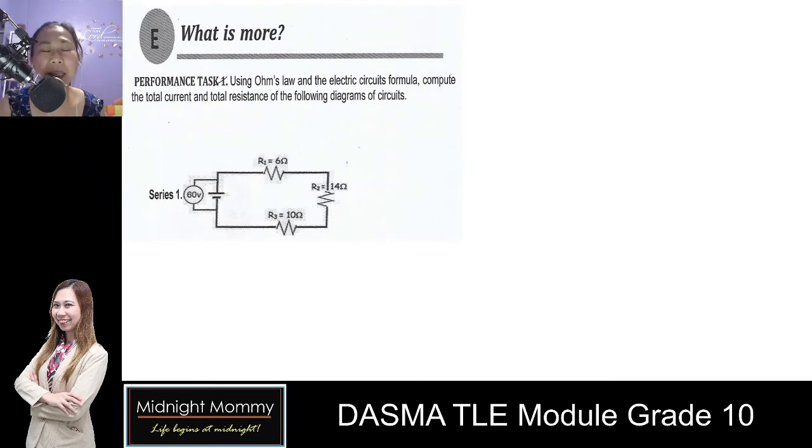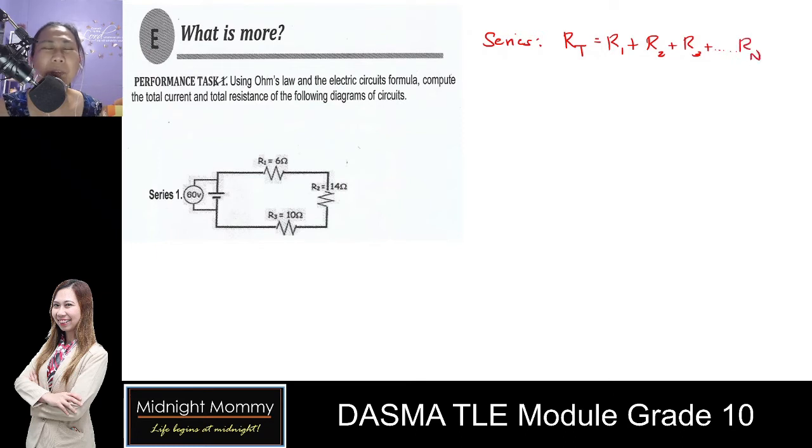Tayo sa performing task. So, using Ohm's law and electric circuits formula, compute the total current and the total resistance of the following diagrams of circuits. Okay, ganito siya. Ang kailangan natin compute ay total resistance at total current. Kapag sinabi nating series circuit, okay, sa isang series circuit, para ma-compute natin yung total resistance niya, kailangan lang natin i-add yung mga resistors natin. Okay? So, kung ilan man yan.